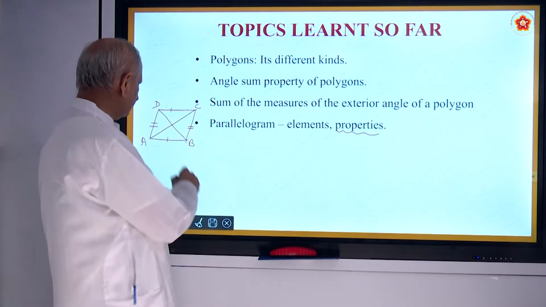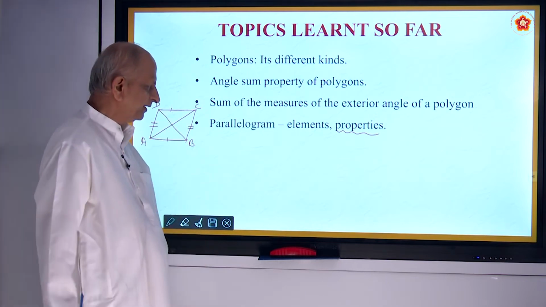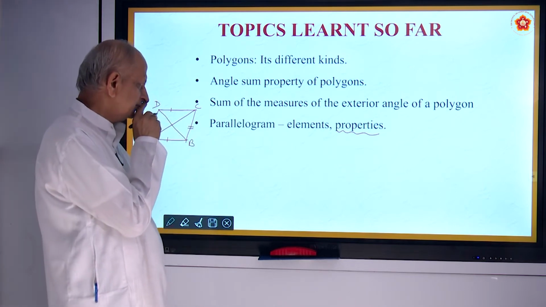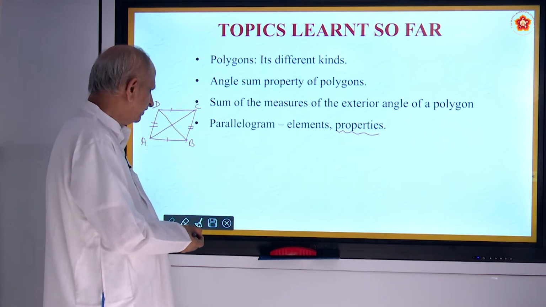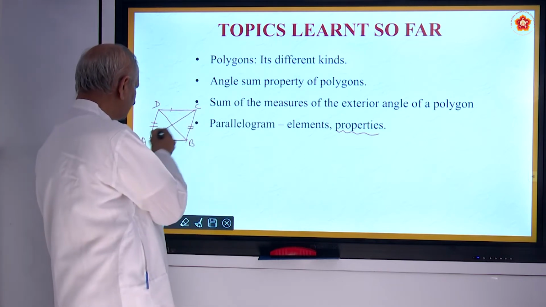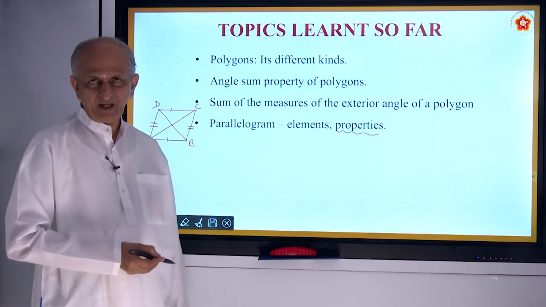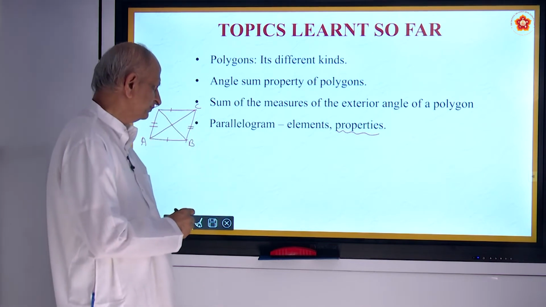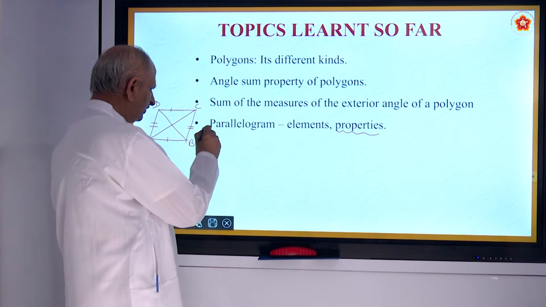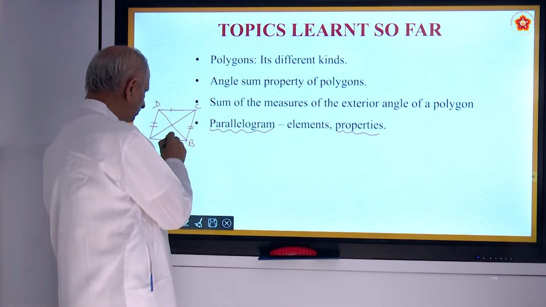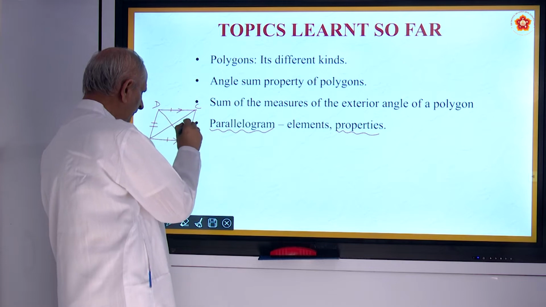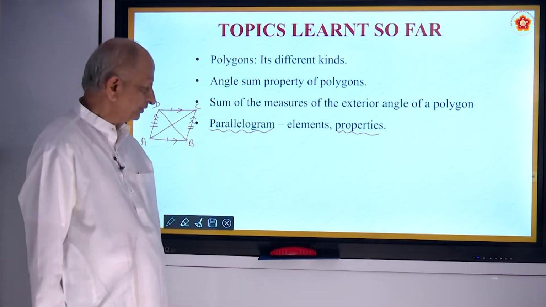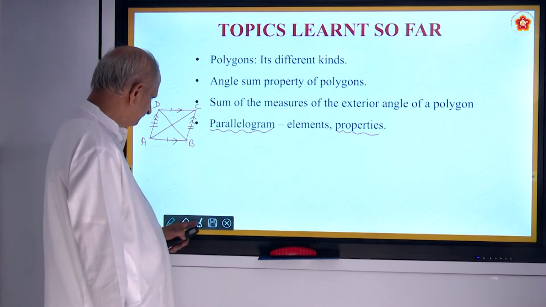Some properties you have already seen. One property we have seen is that opposite sides of a parallelogram are equal, opposite angles are equal, correct, and we are going to see some more properties today. And there are two diagonals, namely AC and BD. What is a diagonal? It is a line segment joining opposite vertices, okay. And why is it called a parallelogram? Because opposite sides are not only equal, but they are parallel also. That is why the name parallelogram, correct.